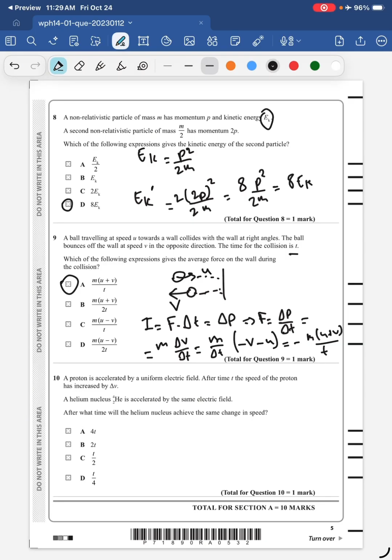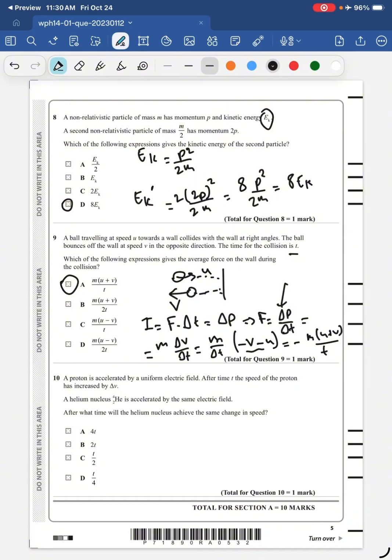So the reason why these velocities are negative is because the final velocity is v, but it's to the left, so I have to use the negative sign. And then the initial you have to subtract the initial velocity, so that's why you get the minus sign there. But you have to recognize that this is the change. This is the force experienced by the ball. Okay, so the wall experiences an equal and opposite force in the opposite direction, so the answer is A.